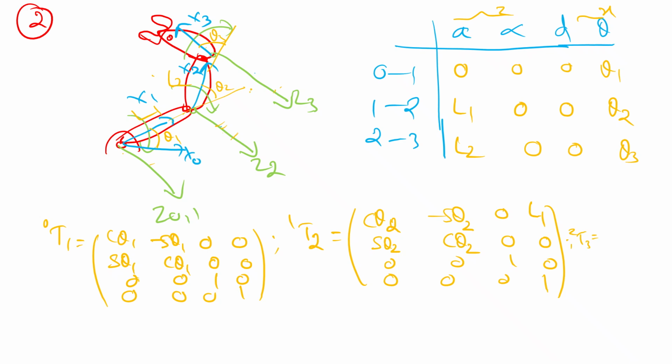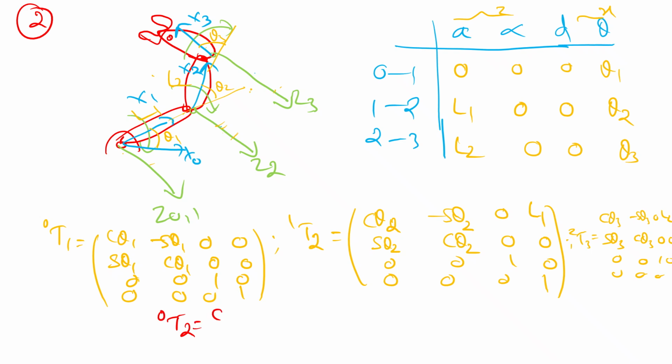T32 is equal to [cos θ3, −sin θ3, 0, L2; sin θ3, cos θ3, 0, 0; 0, 0, 1, 0; 0, 0, 0, 1]. Okay, this is all. So now we have to multiply these two. So let's multiply. When you multiply these two, it will be T20.